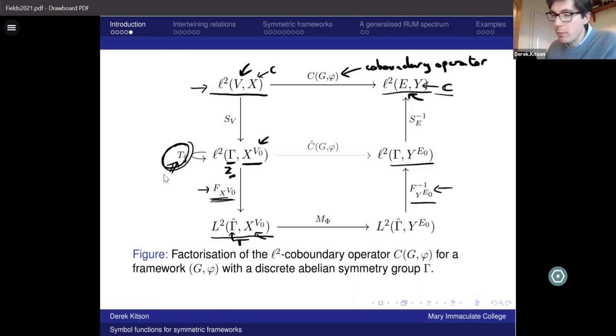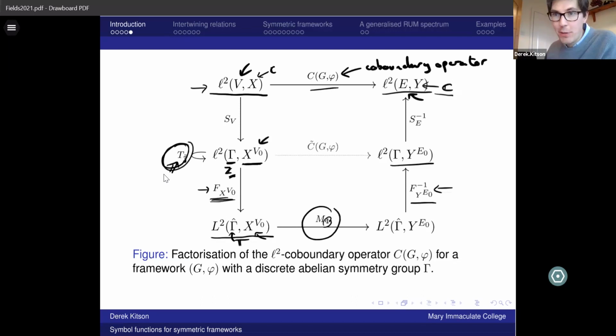So what we're saying is that with a symmetric framework, with say an abelian symmetry group, our rigidity matrix up here can factor through all of these maps. And in particular, you'll see that there's a map down here, which is a multiplication operator, M for multiplication, and this little phi down here, that's the symbol function. So the title at the top, that's the thing that we're interested in. Okay, so we want to explain why there's such a factorization, and what exactly that symbol function is for a given framework.